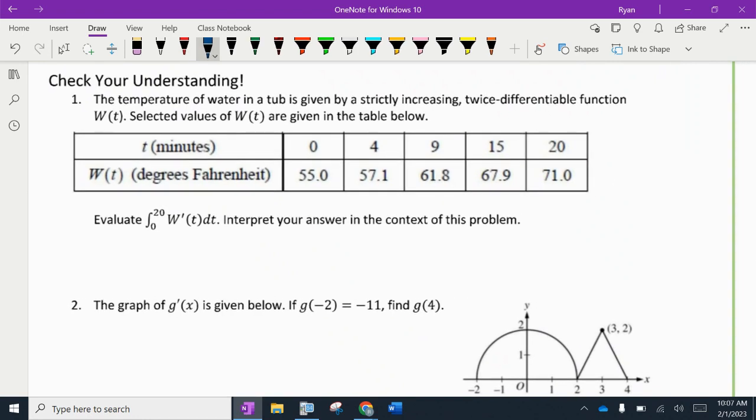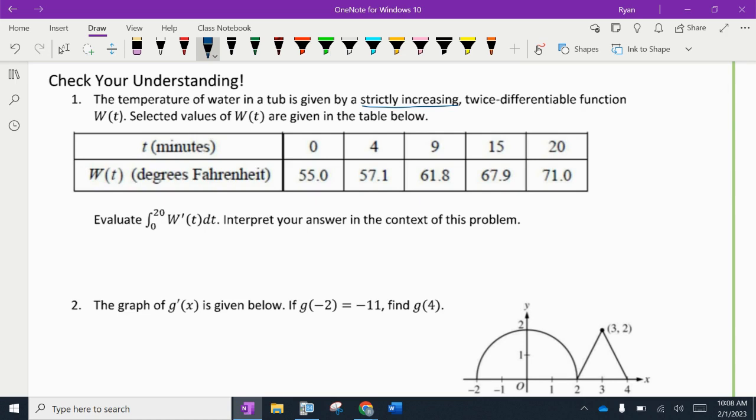Question 1. The temperature of water in a tub is given by strictly increasing twice differentiable function W of t. So a little bit going on with that. Strictly increasing means that the W of t values need to keep going up over time. I don't have a lot of values in here. There's a lot of gaps between the times in minutes, but at no point does the temperature ever go down. It's a twice differentiable function, which means it's very well behaved. There's no holes in the gaps. It is continuous. It is differentiable. There's no sharp turns. We like it when that happens.